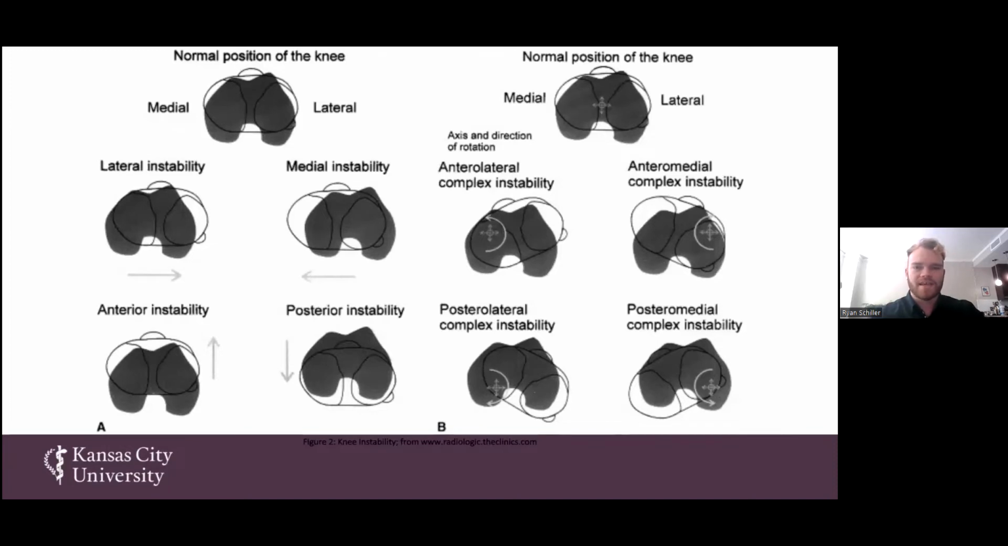And this is a diagram of all of the instability patterns of the knee. Some that you'll probably be familiar with are anterior and posterior instability. That's basically like the anterior posterior drawer test that we use to test for ACL or PCL deficiency. But the ones that we're focusing on are this anterolateral and posterolateral instability, where this lateral portion of the tibia is either rotating anteriorly or posteriorly on the femur.